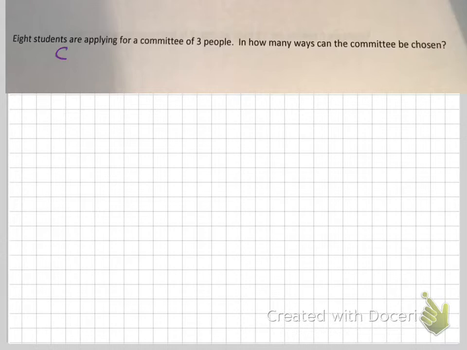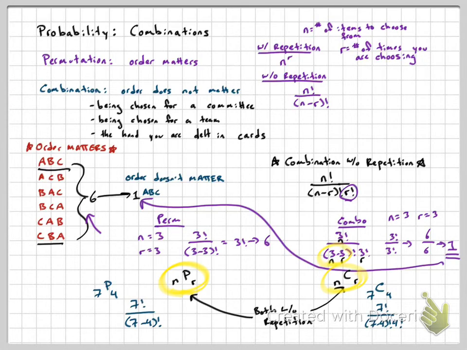So we need to think about how many people are we choosing from and how many times are we choosing. Let's look back really quickly to this one. N is the number of items to choose from. R is the number of times we are choosing.